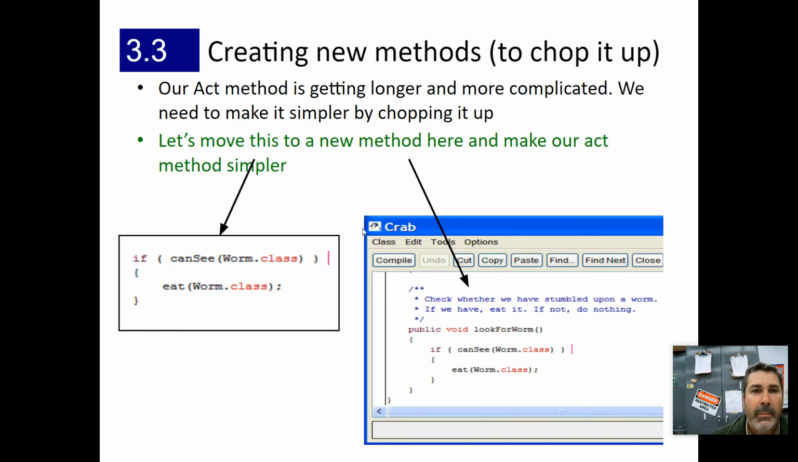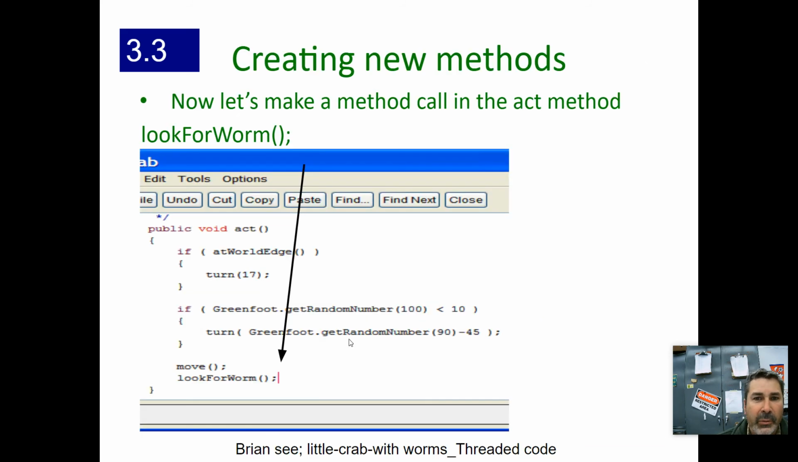So basically the deal is if we're going to ask him to look for worm, we have to teach him how to look for worm. So we're going to create a new method. Let's move this. We're going to move this inside of a method called look for worm.